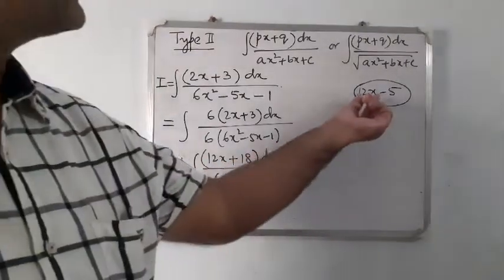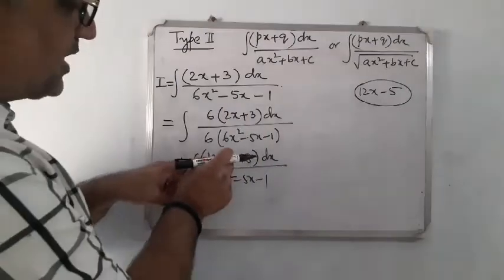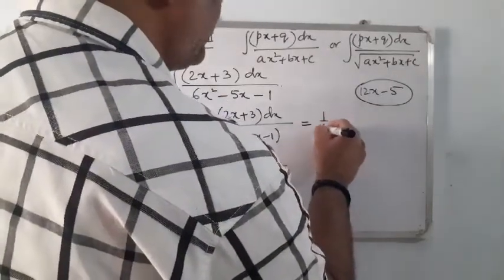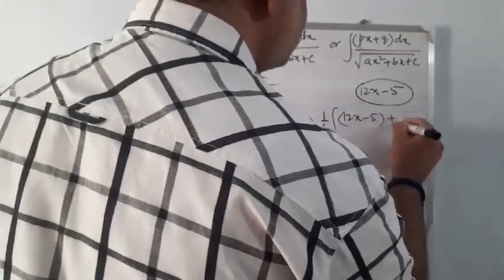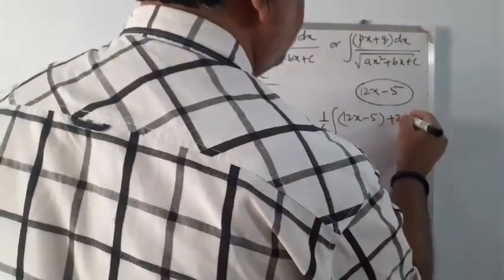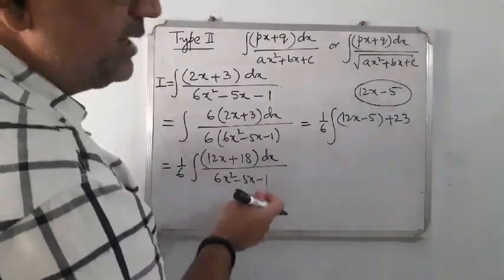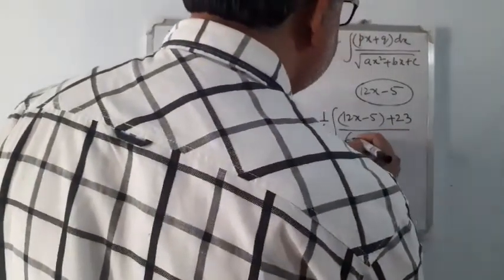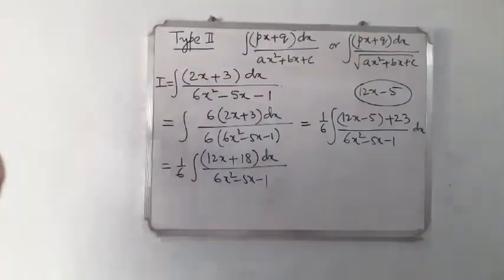Now we have 12x. Together with 12x, we need minus 5. So for that, we should subtract 5 and add 5. Now we have 1 by 6 integral (12x − 5 + 23) divided by (6x² − 5x − 1) dx. Why plus 23? Not 13, plus 23, because we have plus 18. So if we subtract 5, we have to add 5. So 18 plus 5 is 23. So this result we are getting.